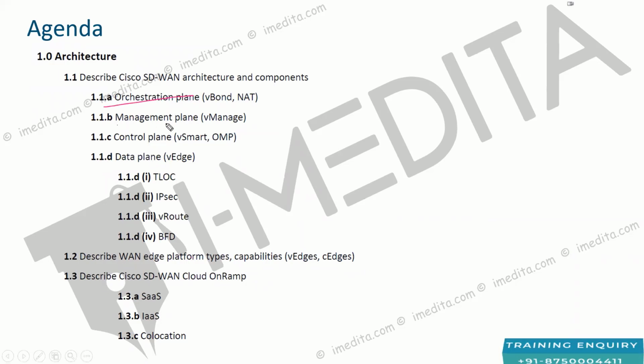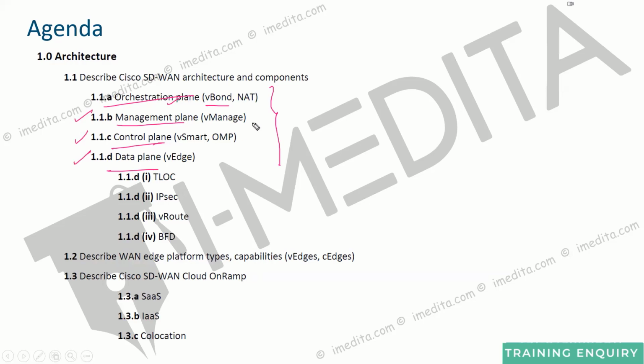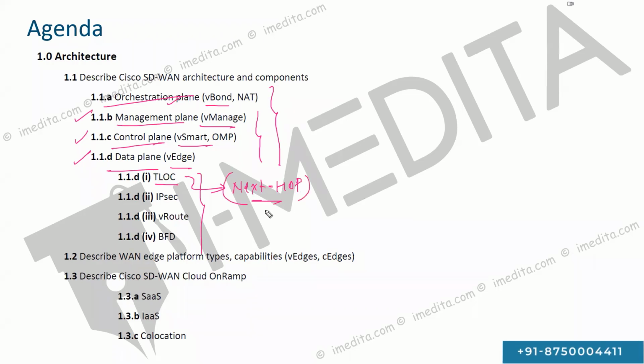What is the orchestration plane, management plane, control plane, data plane, and how are they facilitated in the SD-WAN? Who facilitates the orchestration plane functionality in the Cisco SD-WAN? What components of the SD-WAN actually facilitate the management plane, control plane, and data plane responsibilities? Then some general terms about the SD-WAN, such as T-loc. To give you the idea, you can compare this T-loc with the next hop that you have in a typical routed environment. We have a concept called next hop, and similar to that we have the concept of T-loc here.